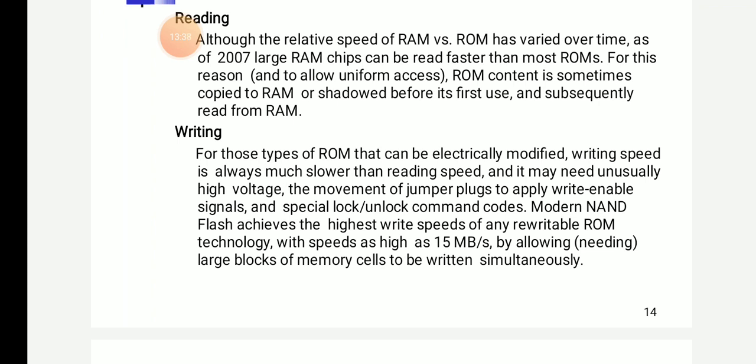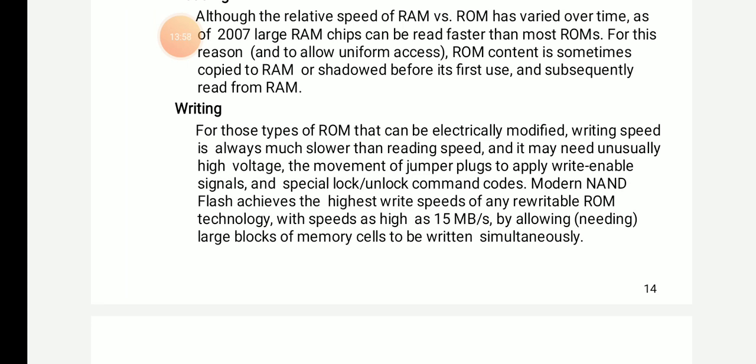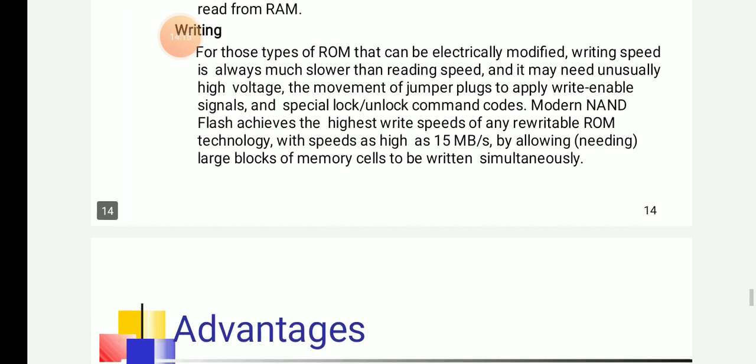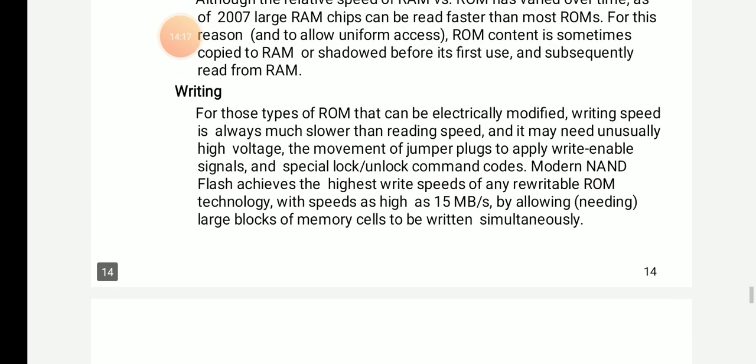Writing. For those types of ROM that can be electrically modified, writing speed is always much slower than reading speed, and it may need unusually high voltage, the movement of jumper plugs to apply write-enable signals, and special lock or unlock command codes. Modern NAND flash achieves the highest write speeds of any rewritable ROM technology, with speeds as high as 15 megabytes per second, by allowing or needing larger blocks of memory cells to be written simultaneously.